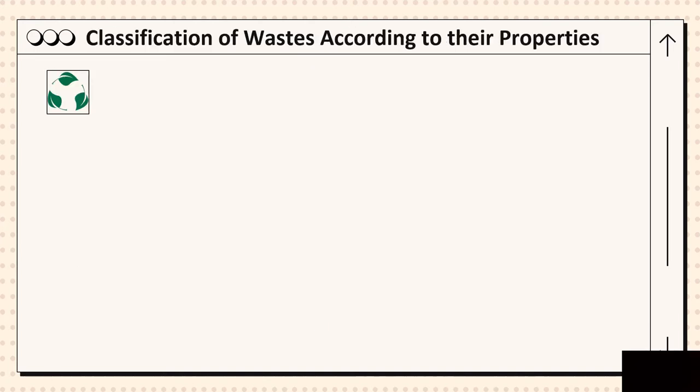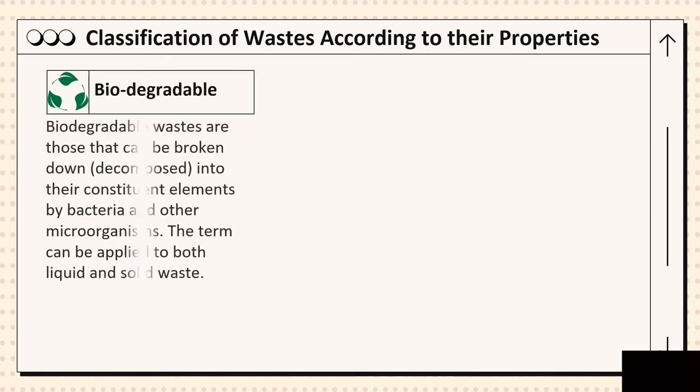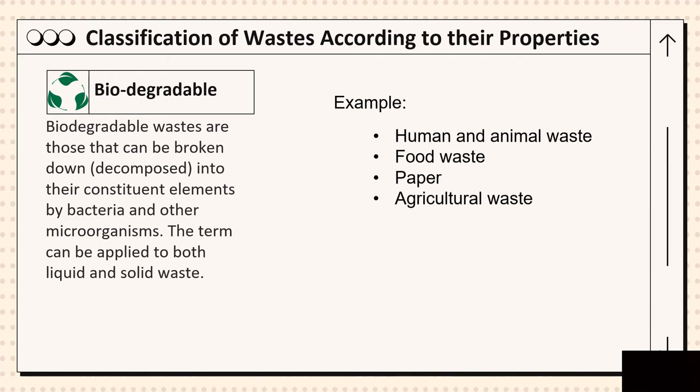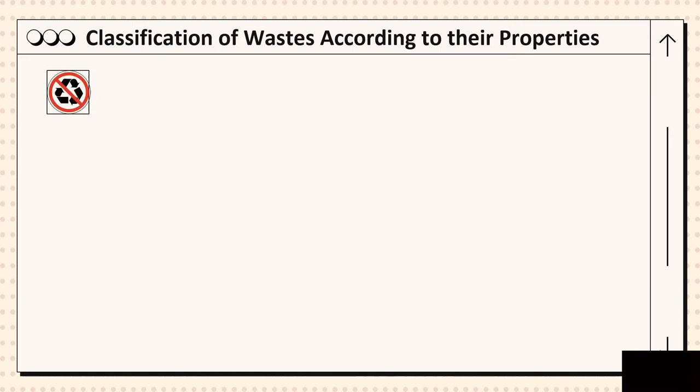Okay, classification of waste according to their properties. Okay, so biodegradable. So biodegradable waste are those that can be broken down or decomposed into their constituent elements by bacteria and other microorganisms. So the terms can be applied to both liquid and solid waste. Okay, example niyan. So yung human and animal waste, food waste, paper, and agricultural waste.